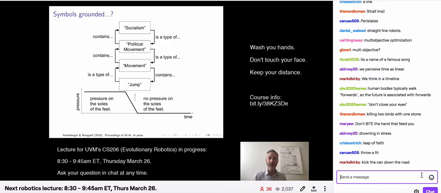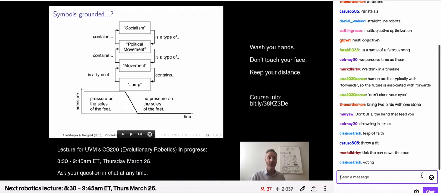So let's switch from socialism to democracy for a moment. Democracy might seem like a similarly abstract word. Can you think of any actions? What are some motoric words that might be associated with the very abstract word of democracy? So jump is sort of a supporting motoric word for movement. Movement is sort of a supporting motoric word for political movement. What might be some motoric words or actions or aspects of the body that relate to democracy?